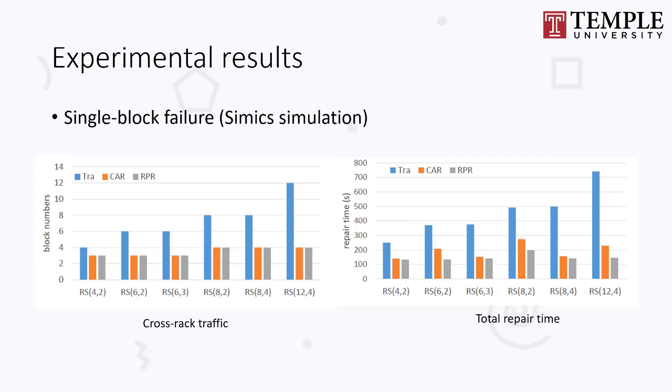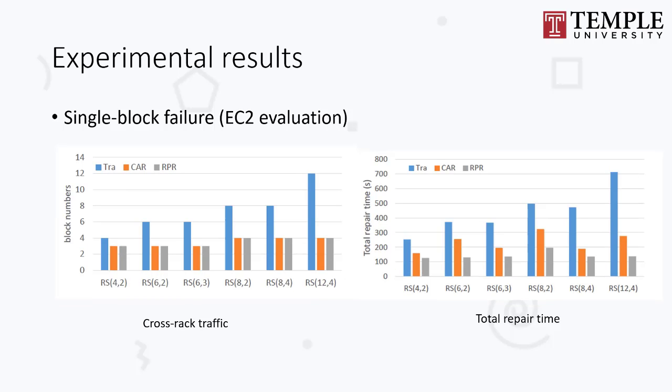In the CMIX simulation, based on the 6 common RS code configurations, RPR can reduce the total repair time by an average of 67% and up to 81.5% compared to the traditional repair. Compared to CAR, RPR can reduce the total repair time by an average of 24% and up to 37%.